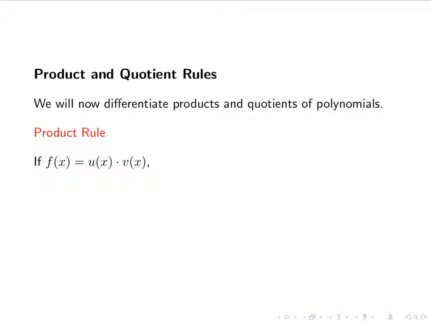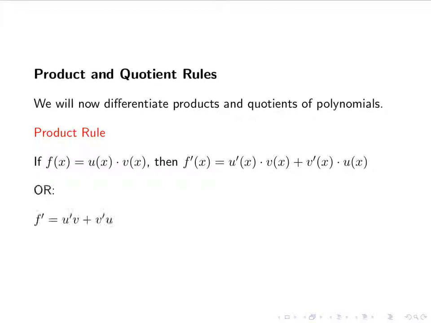If f of x is some functions u of x times v of x, so we have multiplication in here, then f prime of x is u prime of x times v of x plus v prime of x times u of x. And generally we'll get rid of the x's to make it look a little neater. And so we have f prime equals u prime v plus v prime u. So we take the derivative of one of the functions, multiply it by the other function, and then switch.